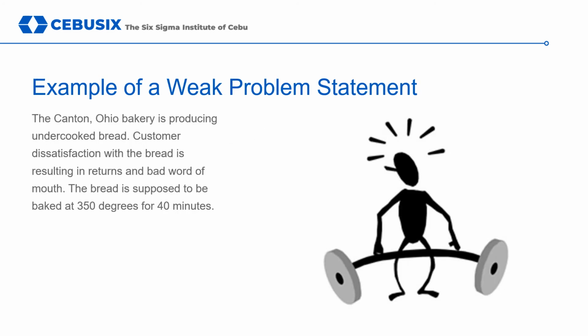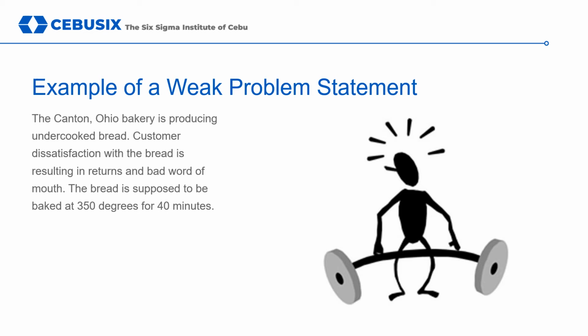The Canton, Ohio bakery is producing undercooked bread. Customer dissatisfaction with the bread is resulting in returns and bad word of mouth. The bread is supposed to be baked at 350 degrees for 40 minutes.